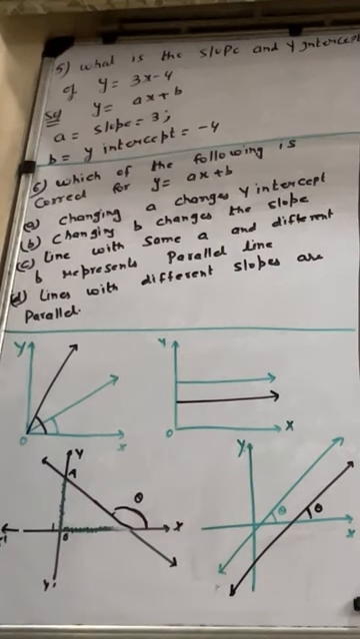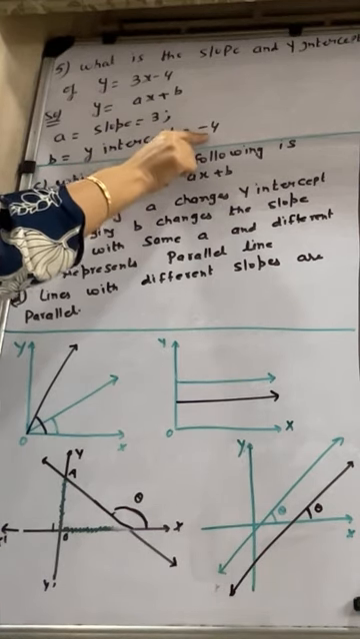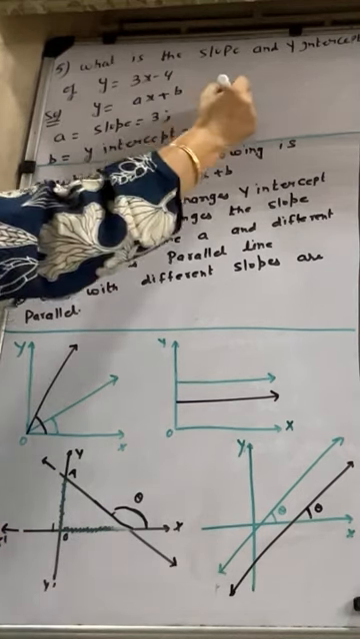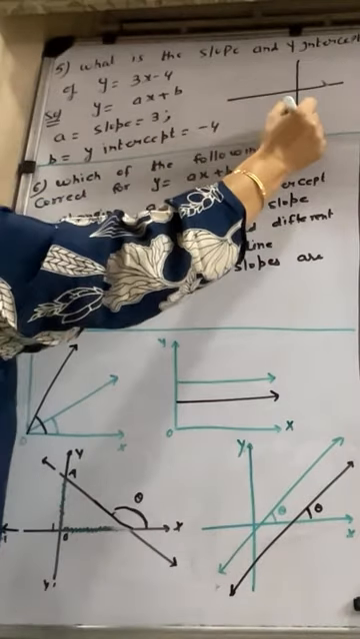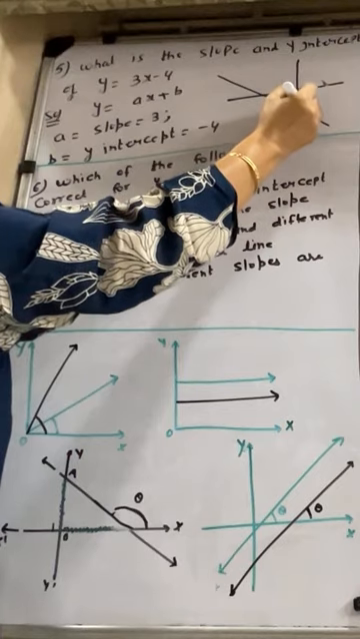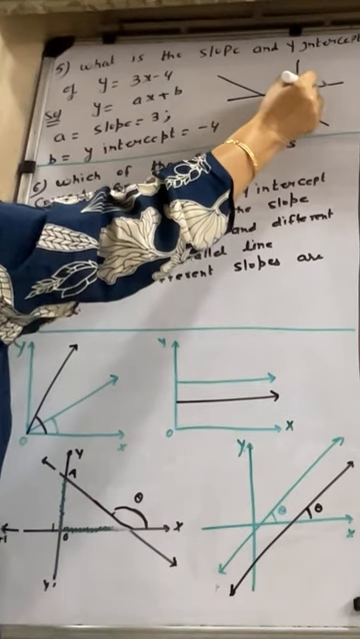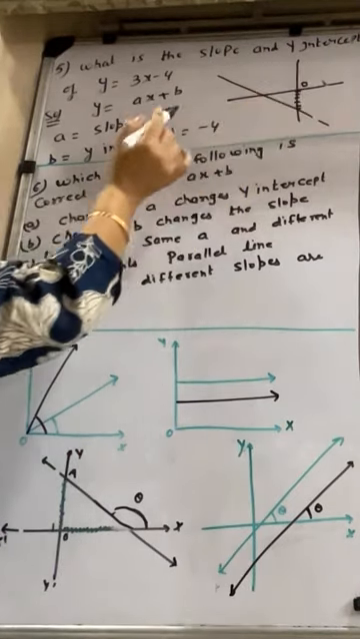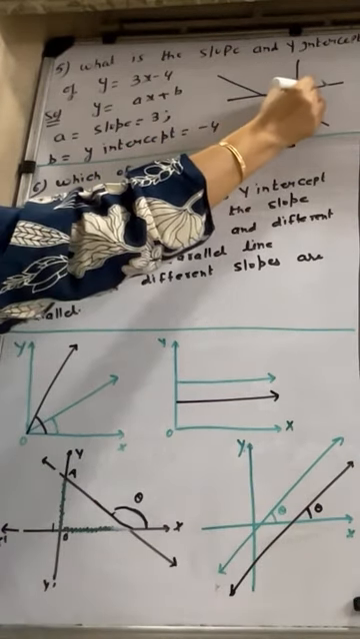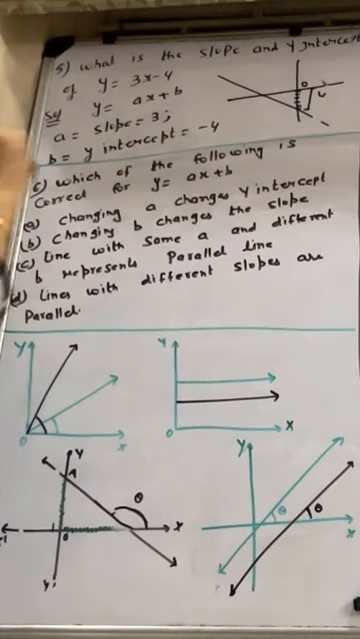What is the meaning of minus 4? It means this line makes the y-intercept where? In the negative y-axis, right? Y is minus 4 means the length is 4. If the line cut in the positive direction, it would be like this. But this line will be like this. Can you see? It is cutting this negative length on the y-axis. So minus 4 represents that it is in the negative direction, and the length is 4. That is the meaning of y-intercept.